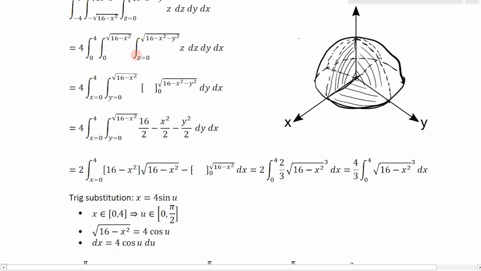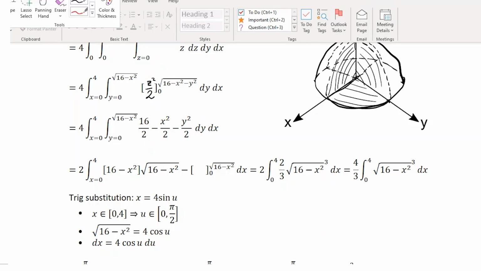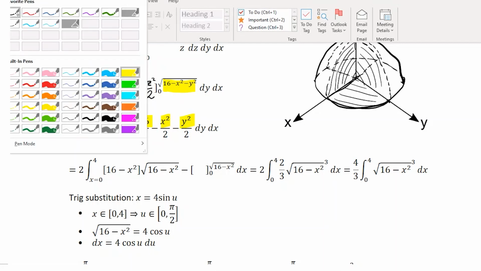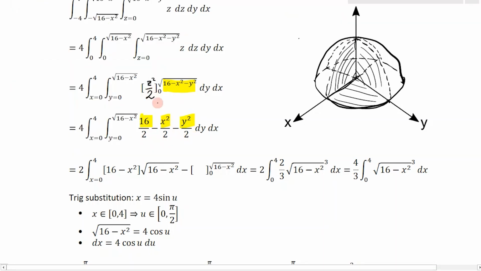Then let's integrate over z. Here I get the antiderivative, which is z squared over 2, from 0 to this big square root. Next, I'm evaluating it at the endpoints. This guy, when you square it, what you get is just the inner part of this square root. So you get 16 minus x squared minus y squared. And then, let me highlight it, so you get this part without the square root. And then this 2 stays here.